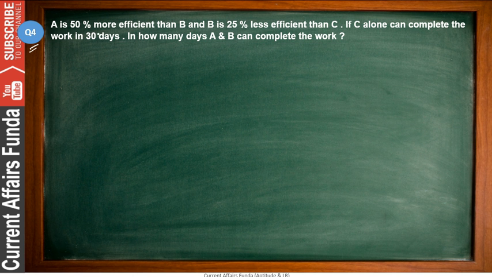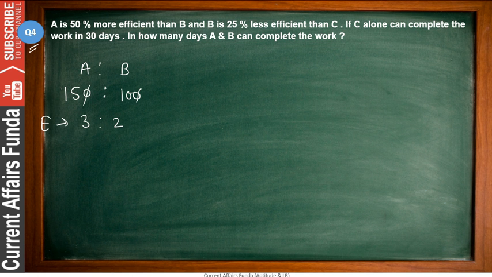A is 50% more efficient than B. Okay, that means there are 2 persons, A and B. If B is 100%, then A will be 150. Okay, 0 and 0 will cancel out, and we can say 3:2. The ratio of the efficiencies of A and B will be 3 and 2.